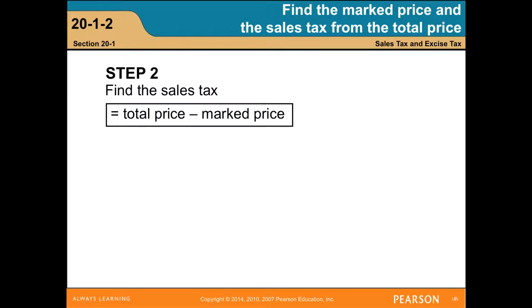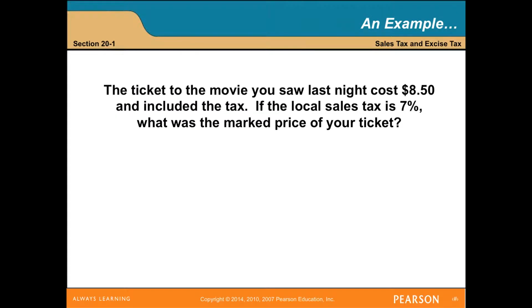The second step, find the sales tax rate, and the way we do that is total price minus marked price. So let's look at an example to clarify. The ticket to the movie you saw last night costs $8.50. You wish, right? $8.50 included in the tax. If the local sales tax is 7%, what is the marked price of your ticket?